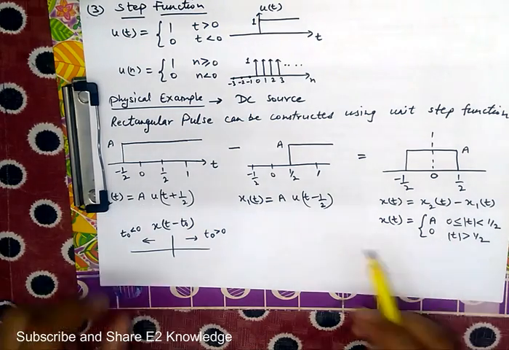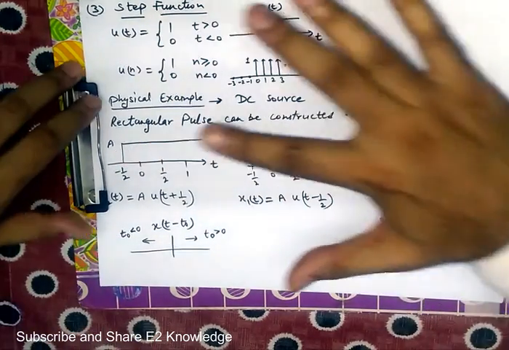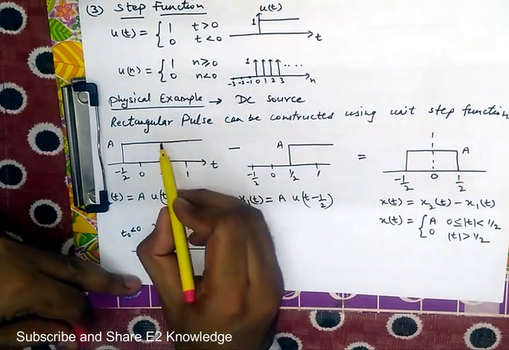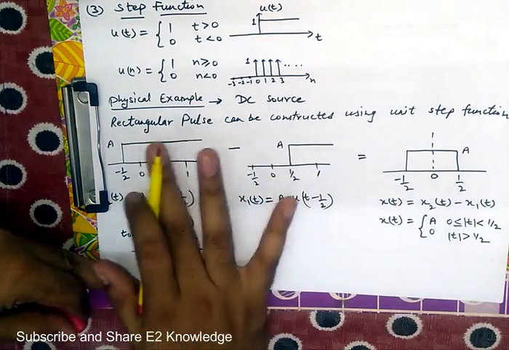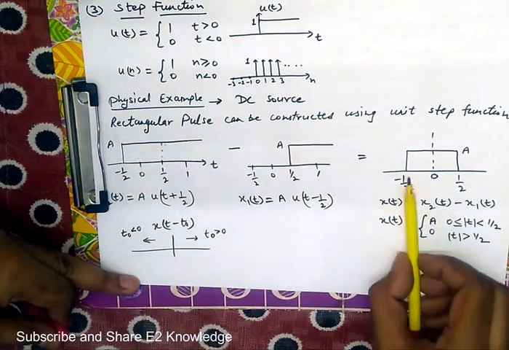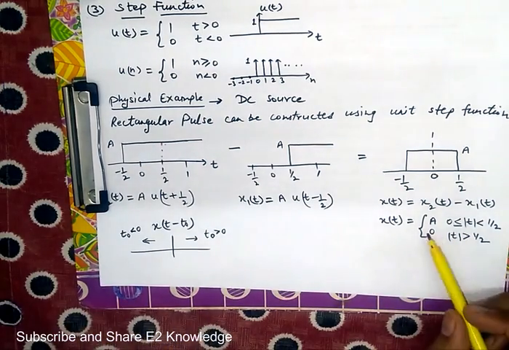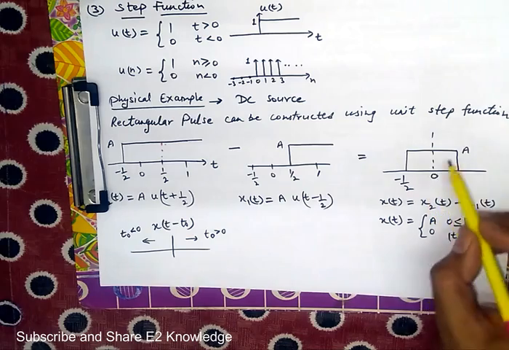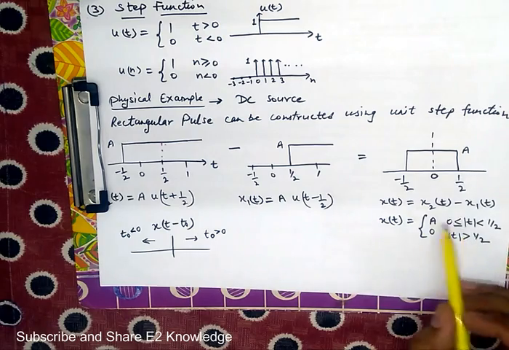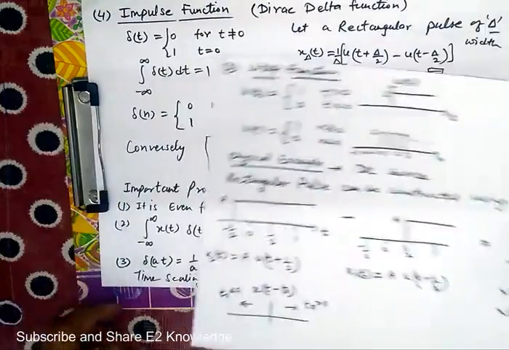Simply take this unit step function, and this second unit step function is subtracted from it. If we subtract the unit step function, we are left with only this rectangular pulse. So x(t) has amplitude A, and its variation is from minus 1 by 2 to 1 by 2. It is A there, otherwise it is 0. It is a very important function which we will use several times.